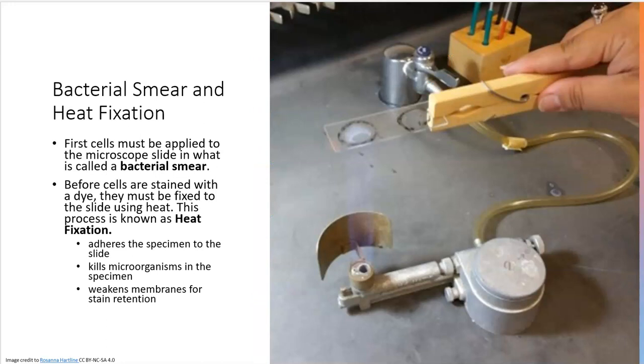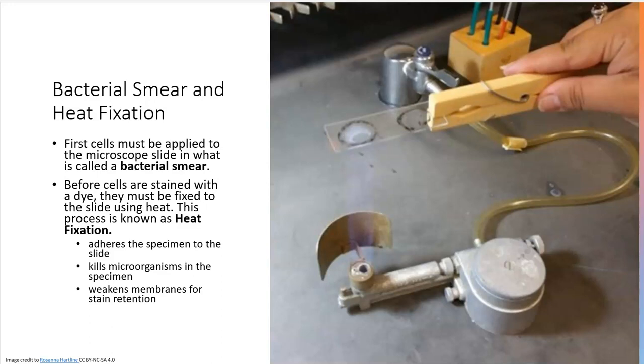Now, to do any type of stain, really, the first thing that you have to do is create a smear. By smear, I mean that you have to add the specimen, in our case bacteria, to the slide so that you can then go through the staining procedure.